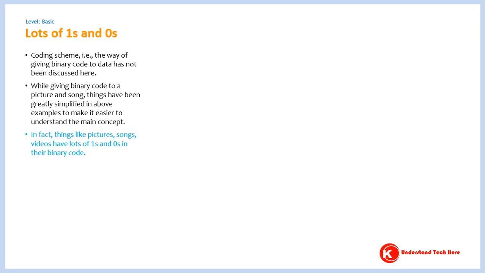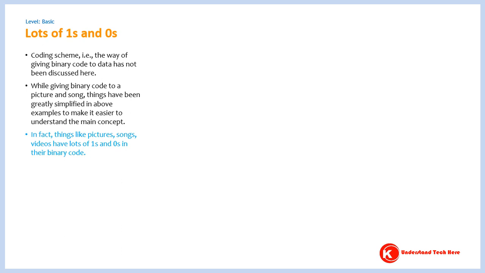Coding scheme, that is the way of giving binary code to data, has not been discussed here. I want to make that clear. Also, while giving binary code to a picture and songs, things have been greatly simplified in above examples. In fact, things like pictures, songs, videos have lots of ones and zeros in the binary code.